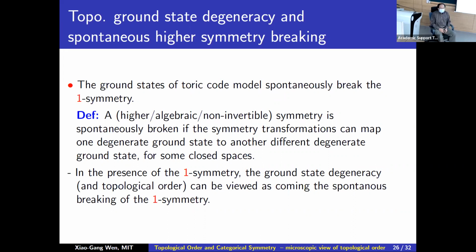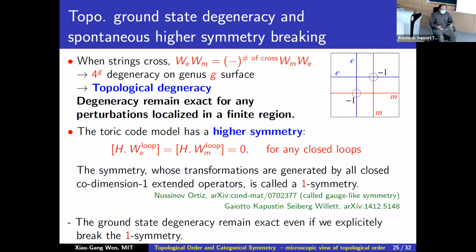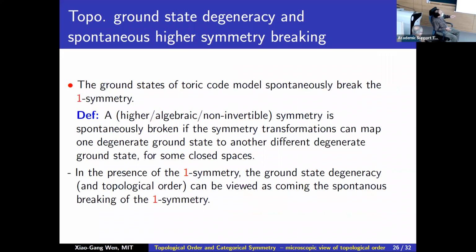So basically that's in line with this first paper. We say that we have a Hamiltonian with some higher symmetry. And if this higher symmetry is spontaneously broken, then you get a degenerate ground state. And the reason for that is a question.